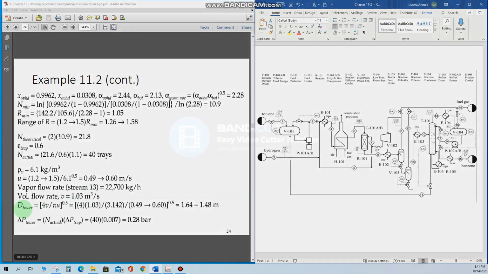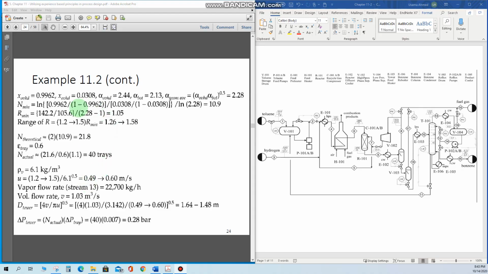Now to estimate the value for the diameter of the tower, you have to simply use the equation for the mass flow rate or the volumetric flow rate, and then you have to rearrange that equation in the form of diameter. So how you can do this? Mass flow rate is equal to density times the volumetric flow rate, and then you can write down the volumetric flow rate in terms of velocity and the cross-sectional area, and then you can rearrange the equation in the form of diameter to get this equation. So after solving this equation, the value for the diameter would be between 1.64 to 1.48 meter.